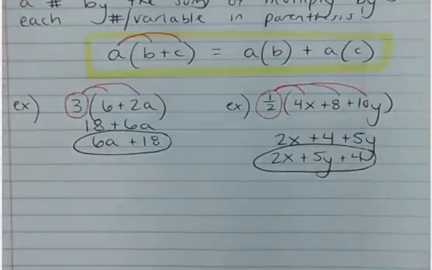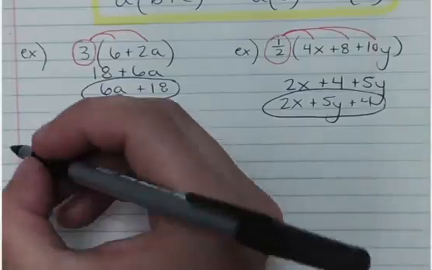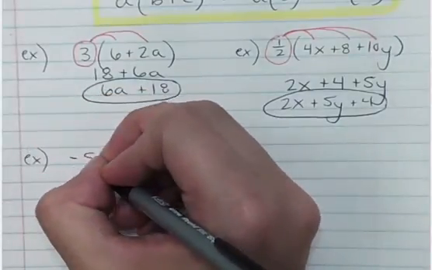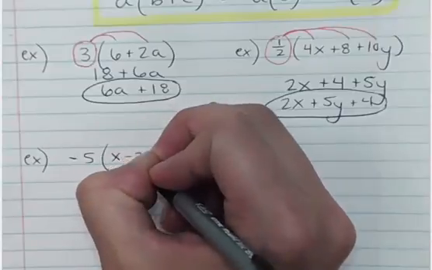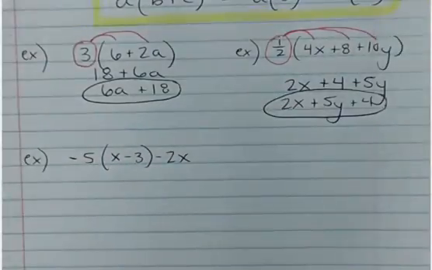Okay, pretty easy so far. I'm sure you guys are doing wonderful. I want you to work on this one next. -5 parentheses x minus 3 parentheses -2x. Once you get your answer, I want you to check with someone around you to see if they get the same answer. Take a minute to work on this one.